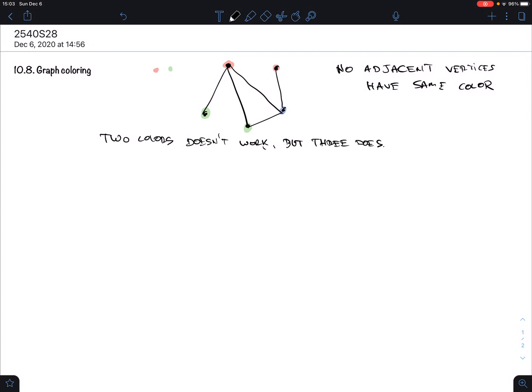And so the least number of colors that we need, this is the definition, we call the chromatic number. For the graph G, we write it with the Greek chi, and this is called the chromatic number. It is defined as the least number of colors necessary.